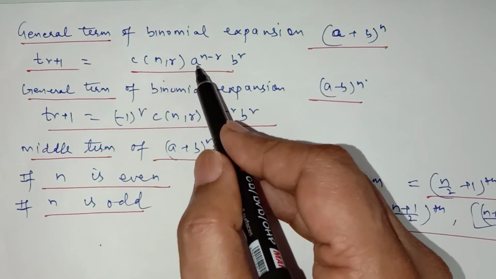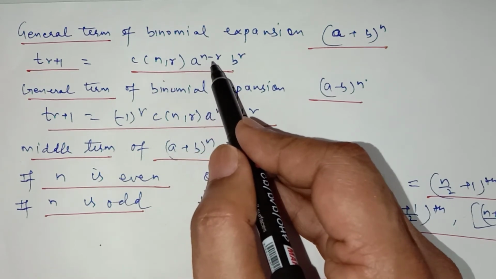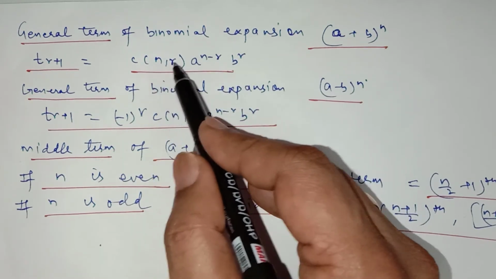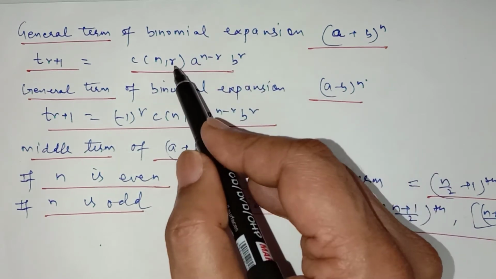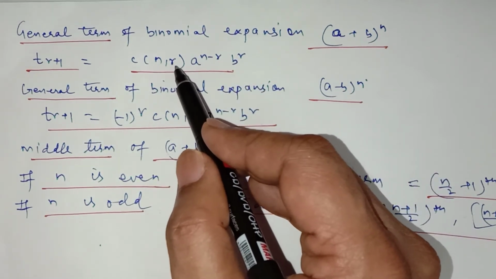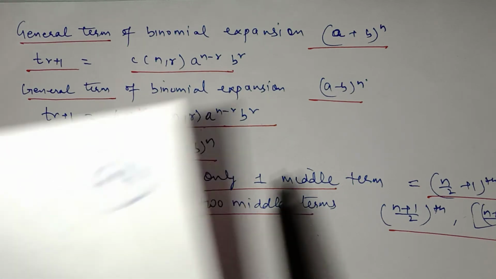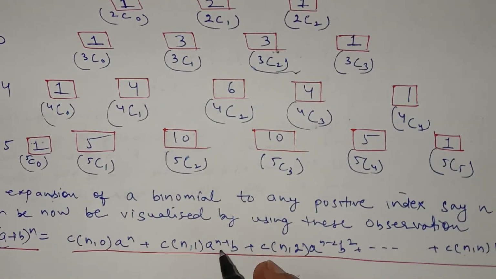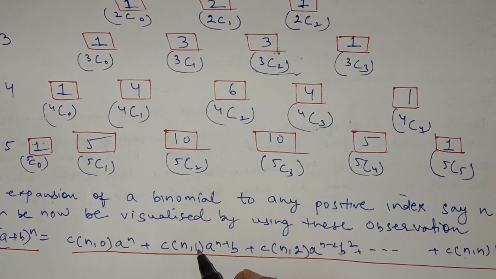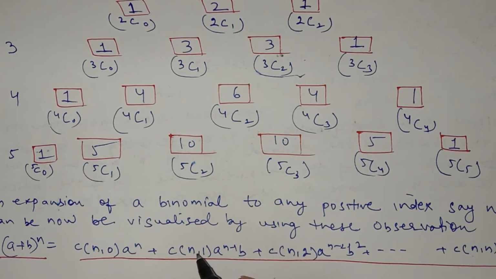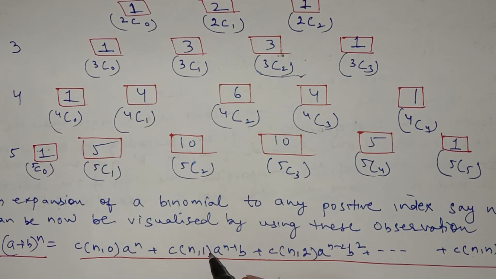So the power of a is equal to n minus r, difference of n and r, and the power of b is equal to r. We can write it by using this binomial expansion formula. See it very carefully. The power of b is same as this and the power of a is the difference of this. So it is any term of the binomial expansion.